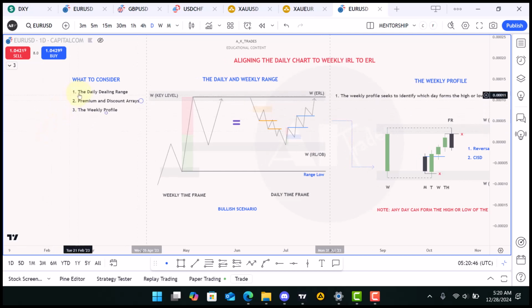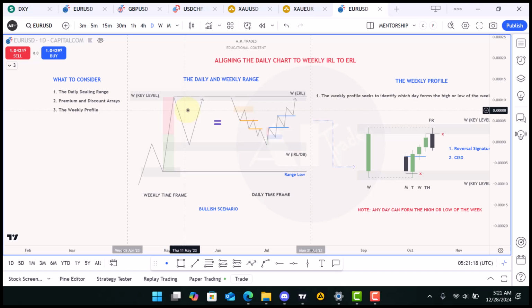So first of all, what do we consider if you want to align the weekly chart to the daily chart? First of all, as always, we will need to identify our daily range on the daily chart, and from there we'll be able to find our premium and discount arrays and then link it to the weekly profile. So today, these are the three main things that we are going to go through.